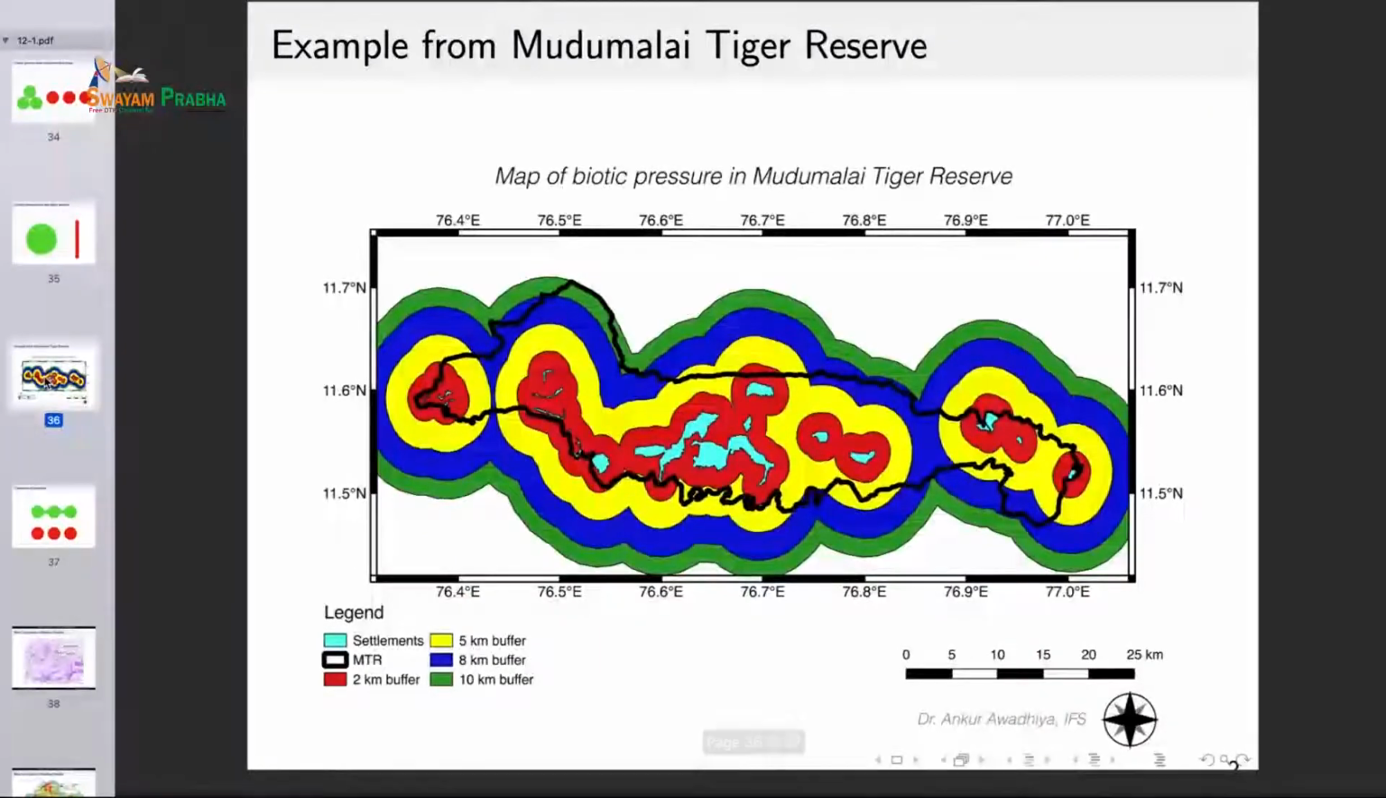But then we also have a number of linear reserves, and we have already observed that, say, in the case of the Mudumalai Tiger Reserve, if you make a 10-kilometer buffer from the habitations, you will find that the whole of the reserve is completely covered with these buffer areas. So the circular reserves need to be promoted more than linear reserves such as these.